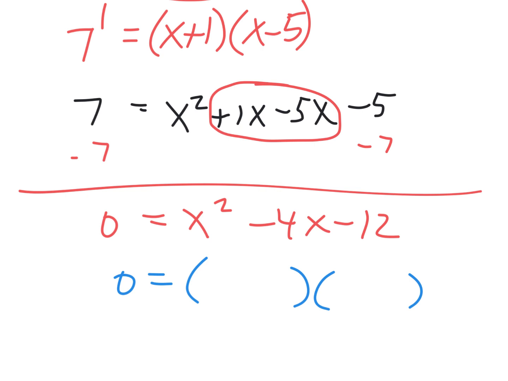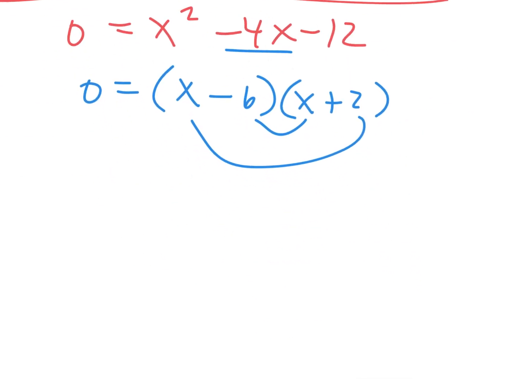Jack Sexton. x minus 6 and x plus 2. I bet he's right. Negative 6, positive 2. Put them together, you get negative 4. Sweet. Answers are x equals 6 and x equals negative 2.